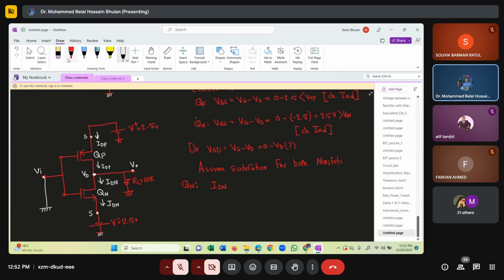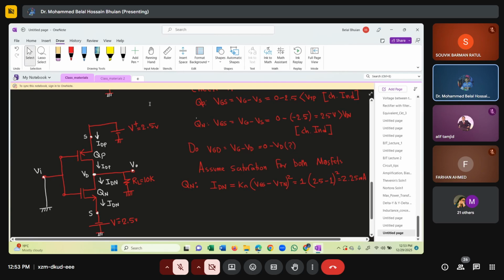What is IDN? For the N channel, we know the expression for current: Kn times (VGS minus VTN) whole square, which is 1 times (VGS minus VTN) squared. VGS is VG minus VS. VG is 0, VS is minus 2.5, so VGS is 2.5. So (2.5 minus 1) whole square gives us 2.25 milliampere. IDN is equal to 2.25 milliampere.